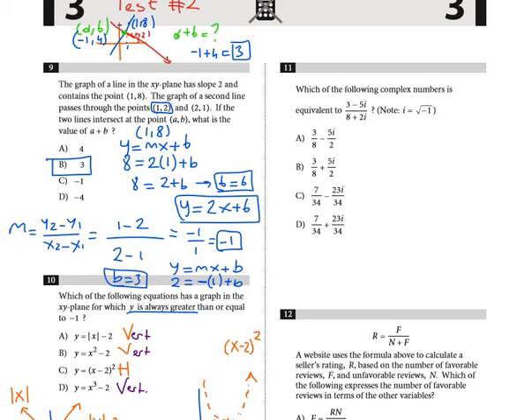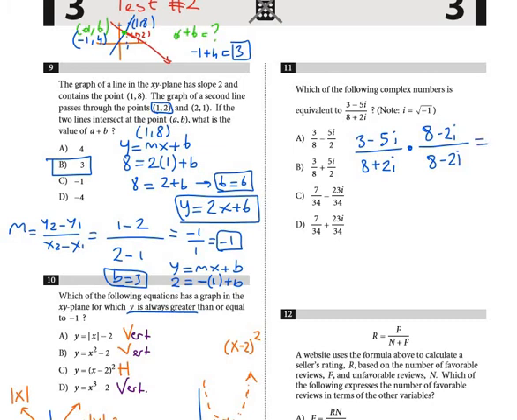Question number 11. Which of the following complex numbers is equivalent to 3 minus 5i over 8 plus 2i? So this is complex number division. The rule is we need to multiply both top and bottom by the conjugate of the denominator. So let's do that. 3 minus 5i over 8 plus 2i is multiplied by the conjugate of the denominator, which is 8 minus 2i over 8 minus 2i. Since this is equal to 1, I technically don't change the value of the fraction.